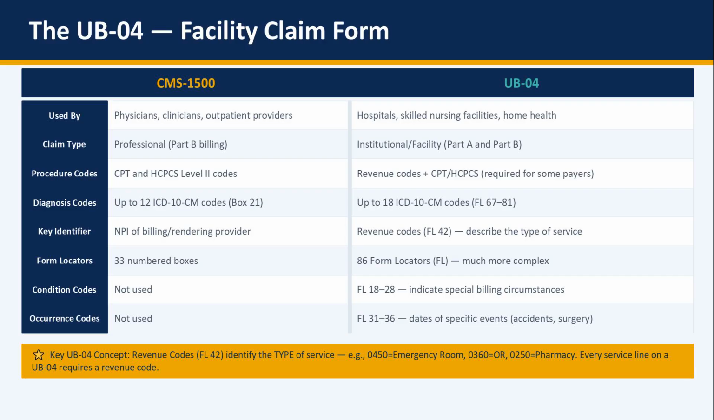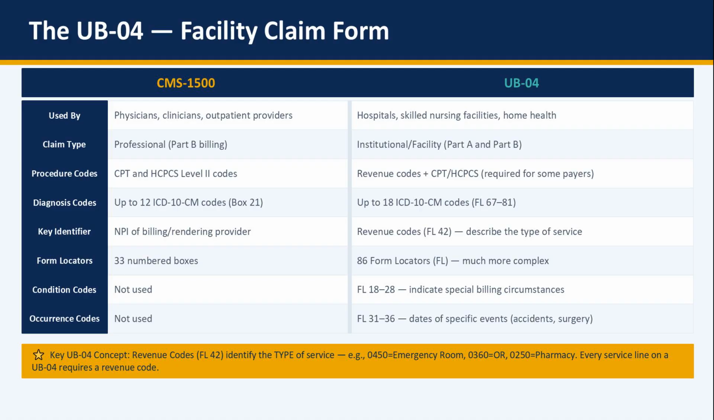Now let's talk about the UB04, the Uniform Billing Form, Form 04, which is used by hospitals, skilled nursing facilities, home health agencies, and other institutional providers. If you're going to be a CCS coder or work in a hospital setting, the UB04 is your claim form. If you're going CPC and working in a physician office or outpatient clinic, the CMS 1500 is primarily what you'll see. But every coder and biller should understand both. Let's look at the key differences side by side.